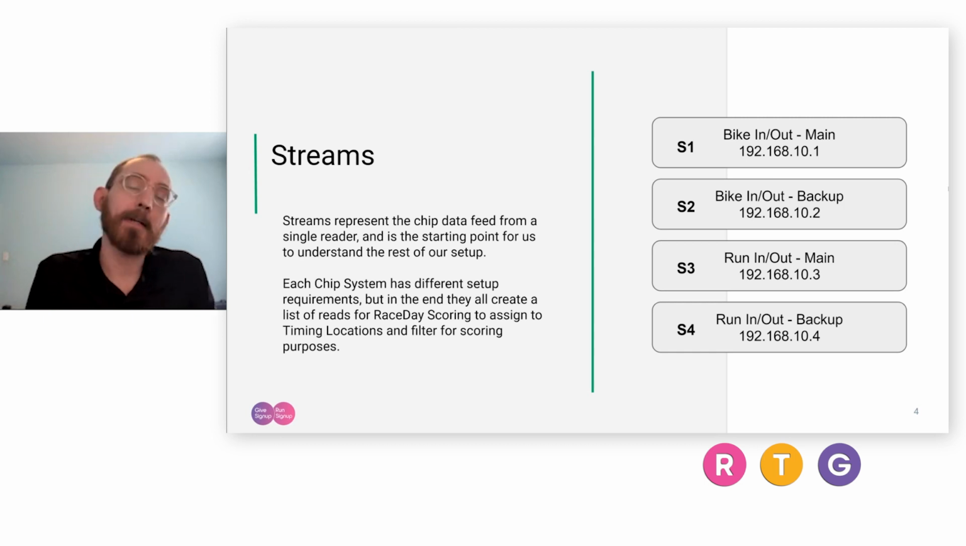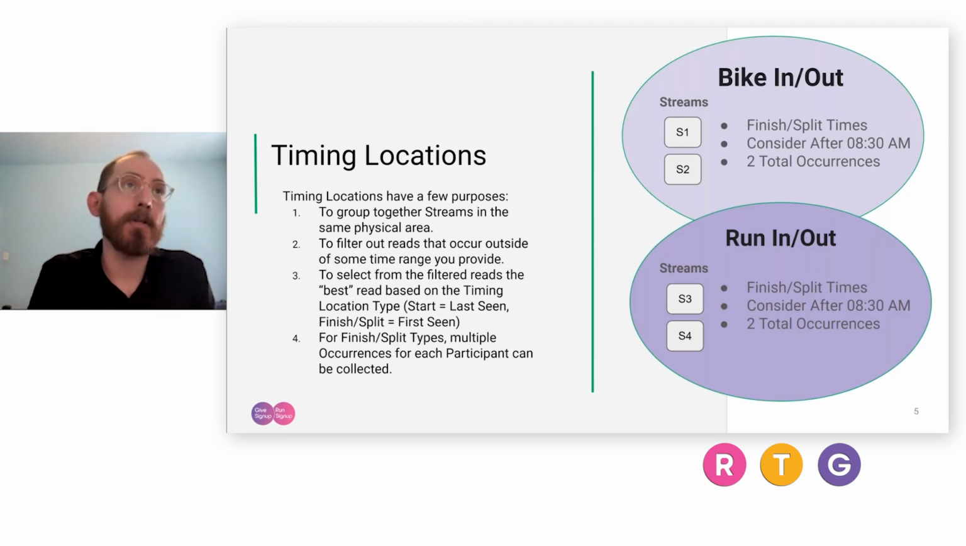And then typically, it depends on what type of system you're using, whether or not you're using a main and a backup, but a lot of times you'll see about either three or 6, depending on if you're using mains or backups. But each of these streams typically represents a reader out at your course points. So what you would see is a grouping of these streams together in a single location.